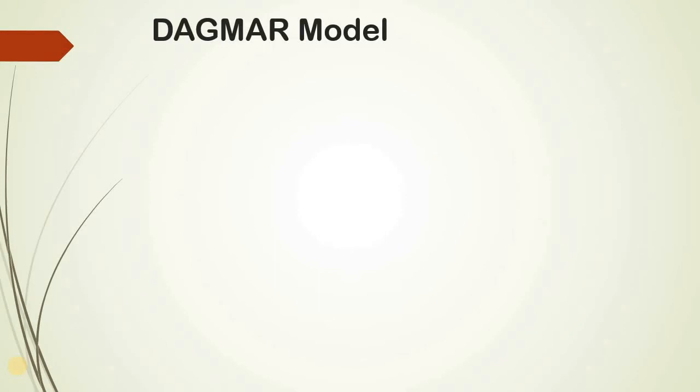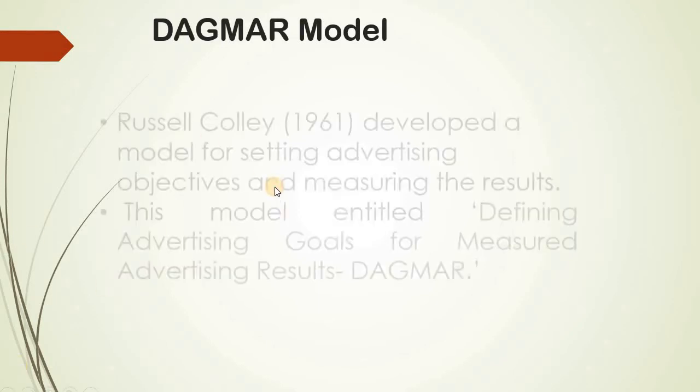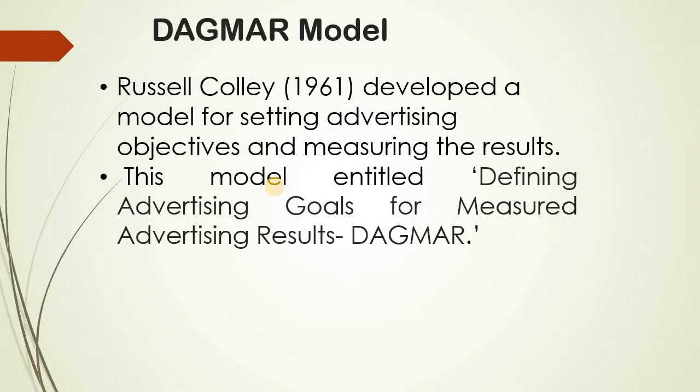What is this model? This is another model which was developed by Russell Colley in 1961. It's a model for setting advertisement objectives and measuring the results. So what is the objective of the advertising and how can the result be measured? This model is entitled Defining Advertising Goals for Measured Advertising Results. The main objective of this model is to define the advertisement goals or objectives, then measure the result.